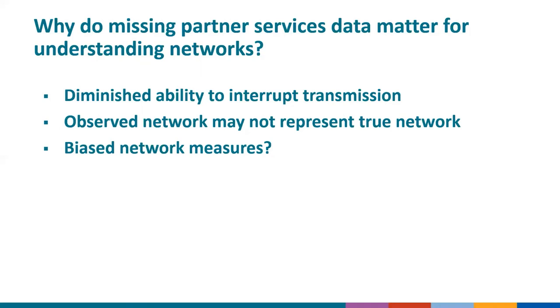Additionally, the sexual network that we see may not be an accurate representation of the true network. Now, that might be okay because we're trying to observe important components of the network that we may want to try to understand. But we may be missing out on other important components. And then finally, missing data may lead to biased network measures, which could lead to biased inference.